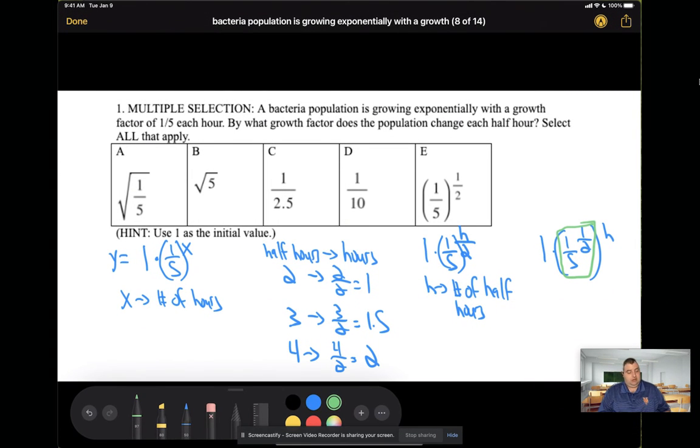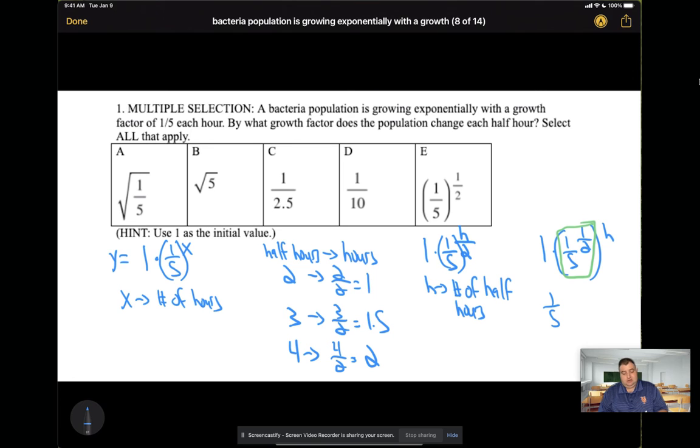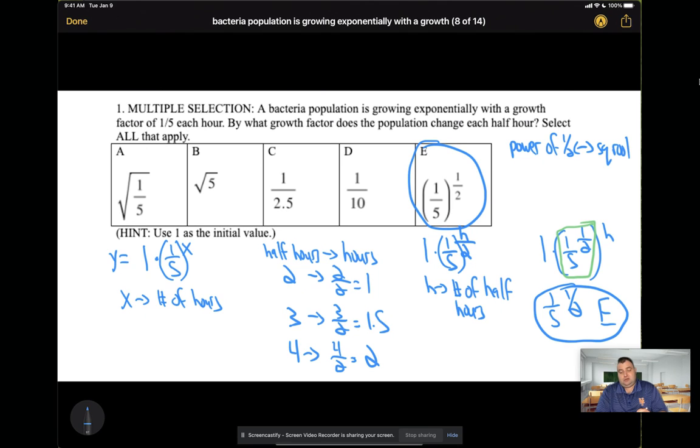So that's 1/5 to the power of 1/2, which is choice E. So choice E is one of the answers. There is one more answer, though, because one of the things we learned, I know this is Unit 4, but one of the things we learned in Unit 3, is that a power of 1/2 is equivalent to a square root.